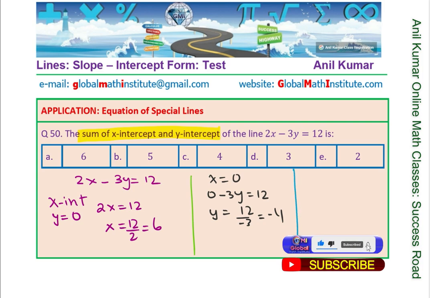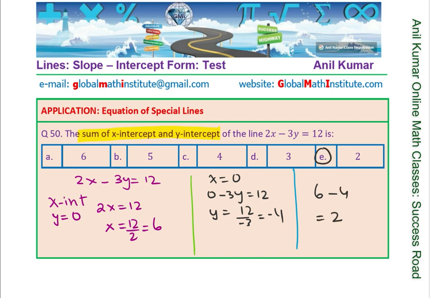So when you add 6 and minus 4, what do you get? So let's do 6 and minus 4. We get answer as 2. So option E is the right option. Well, with this example, we also learn how do we find the x-intercept and the y-intercept. So let's continue with few more questions.